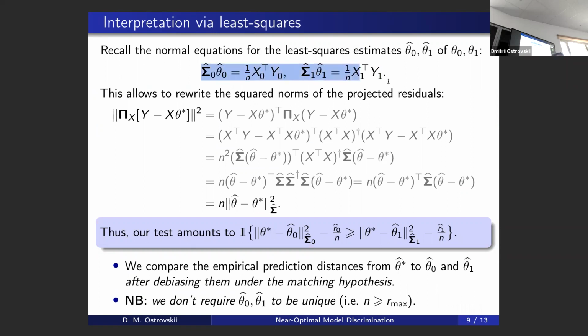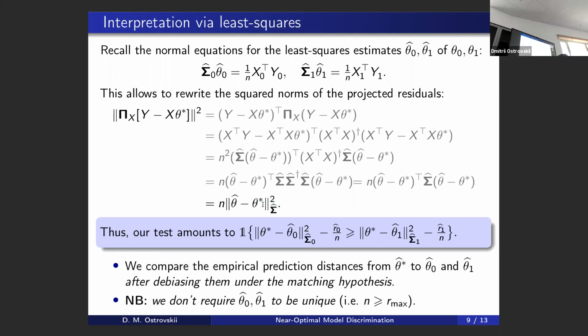So you can just write the normal equations and say that theta 0 hat and theta 1 hat are arbitrary solutions to these equations. And then you can actually express the squared norm of the residual. It turns out that by some massaging, it's this: the squared distance with respect to the empirical covariance of your plugin estimate minus theta star. The plugin estimate is not unique, but in this space, of sigma hat, it is unique actually. And this is what you measure.